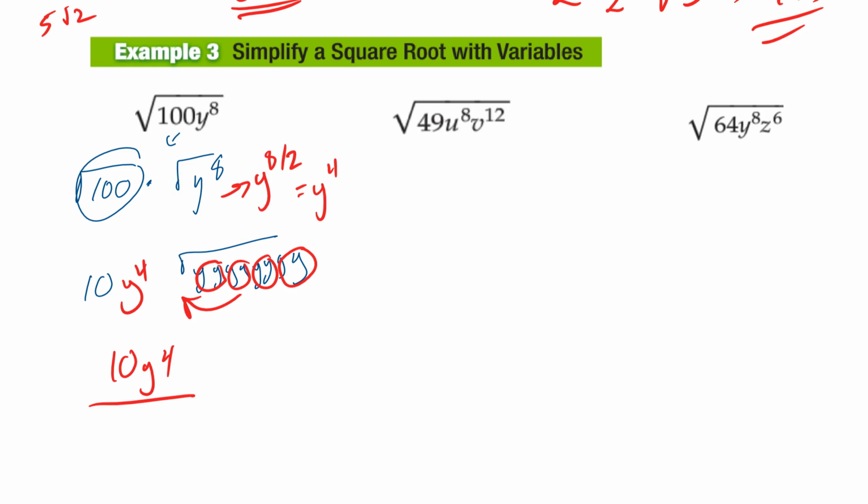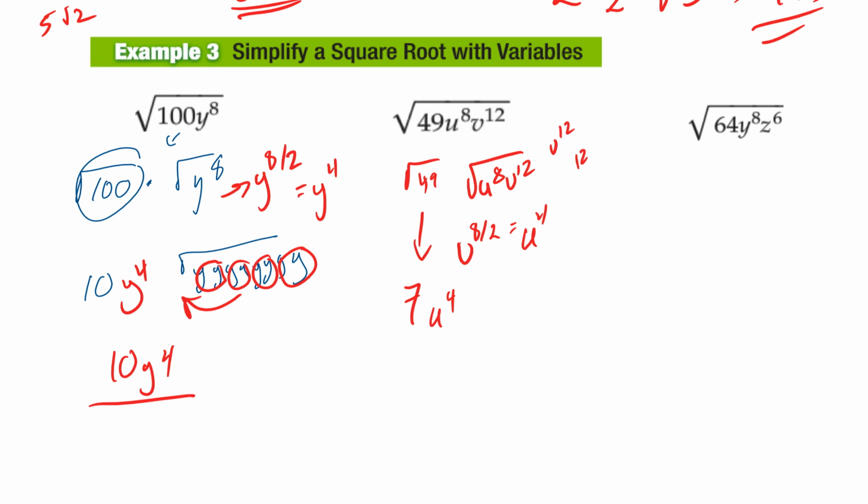So look at this one real quick. So I'm going to break it down to radical 49, and then square root of u8 v12. Radical 49 is just 7. Easy. So here we're going to do this. We're just going to divide, right? Square root means pairs of 2, so I'm going to take u8 and divide that power by 2. And I'm going to get u4. My v here, I have 12. If you divide 12 by 2, we just get 6. And that's my answer.